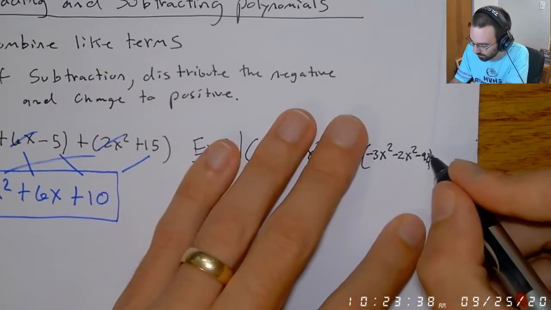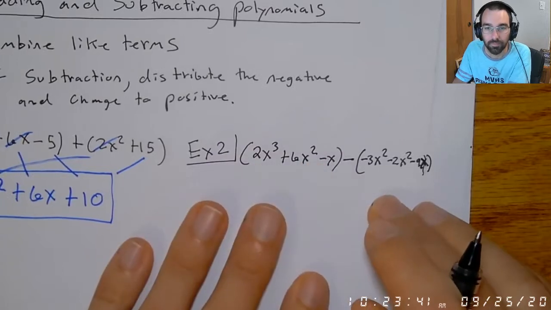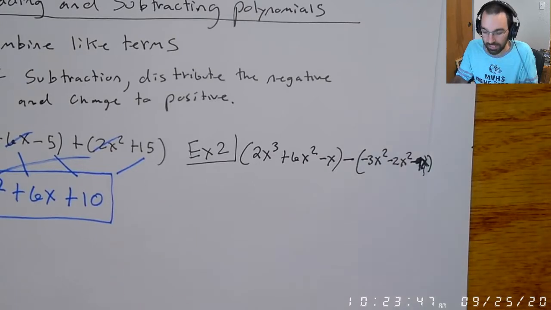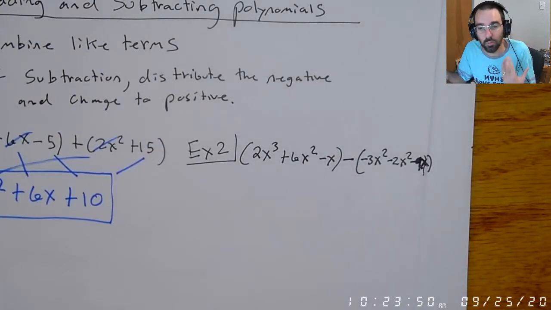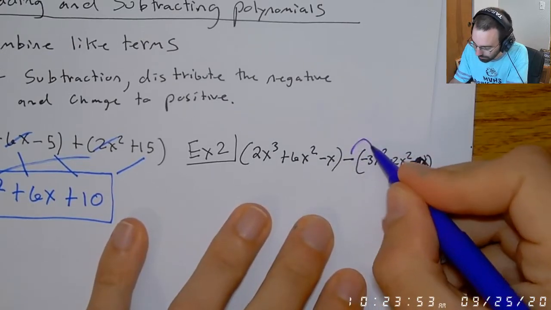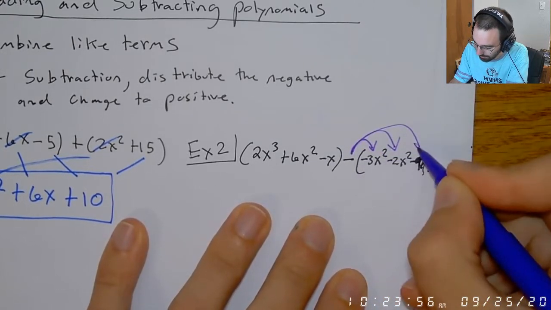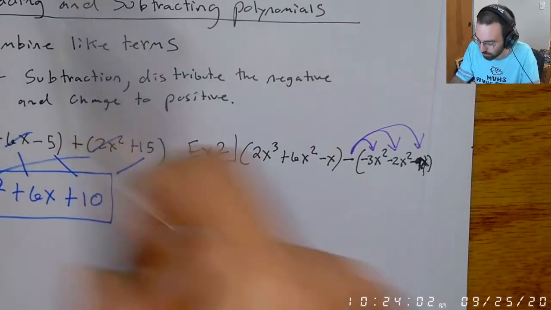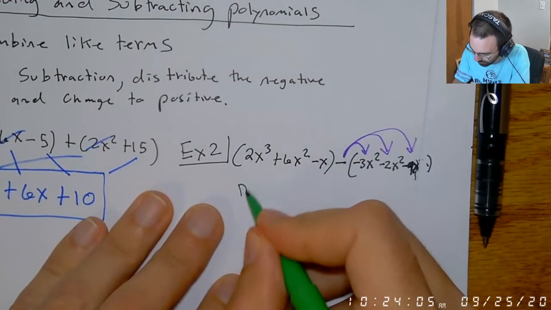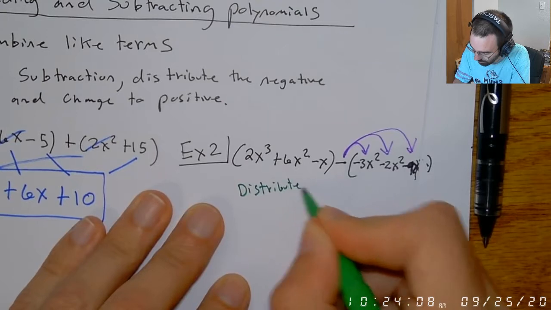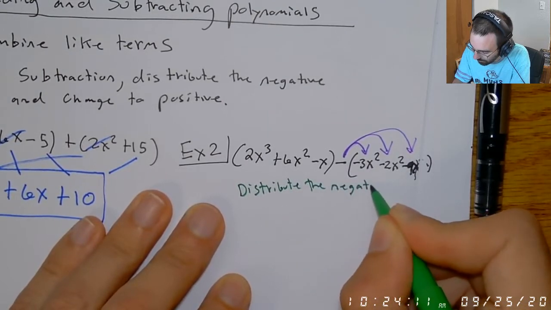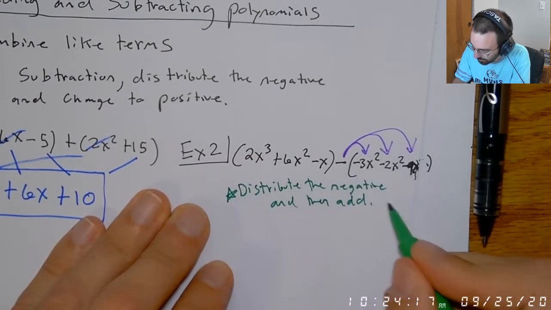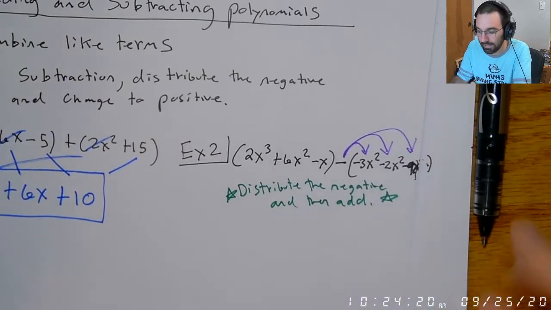Here, this is what I'm going to do. That's a 9. This is a 9x. So when it's subtraction, there is one more step. And that first step is we're going to distribute this negative, because a negative is going to change the sign of everything. So we're going to distribute the negative and then add. We're going to distribute the negative and then we're going to add.